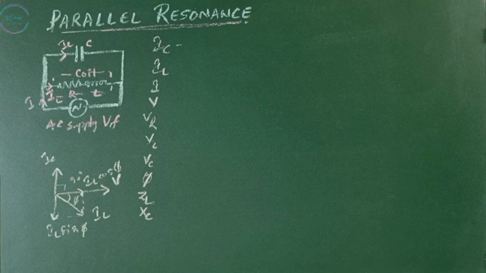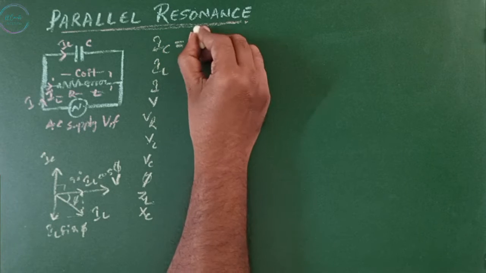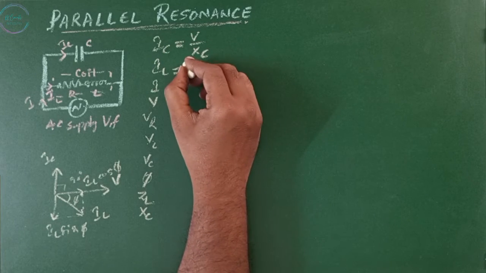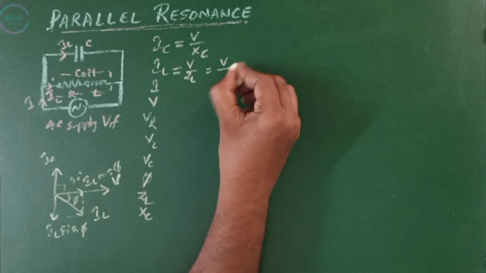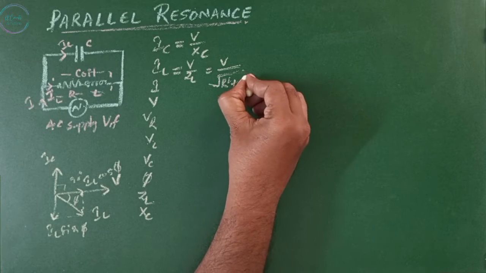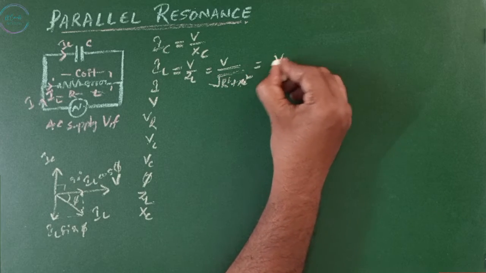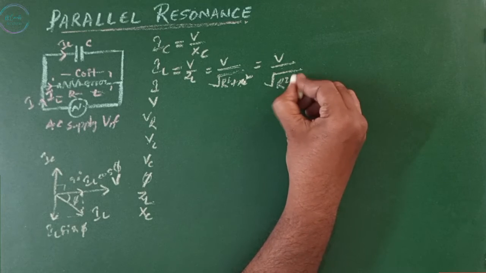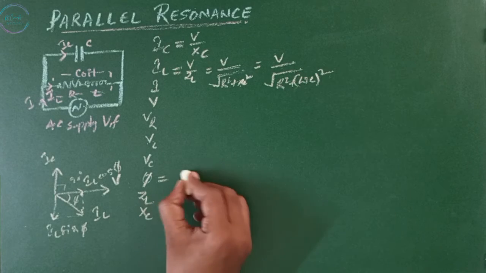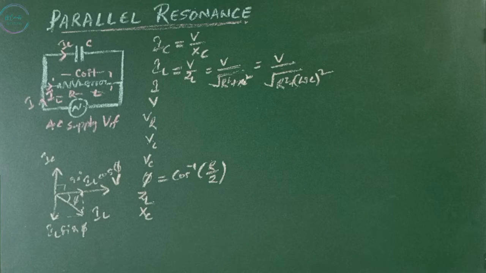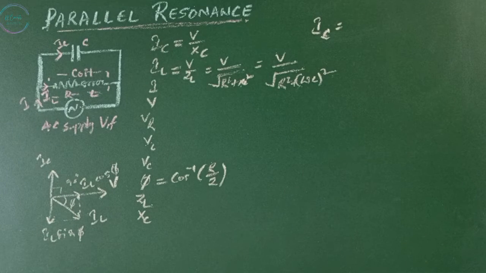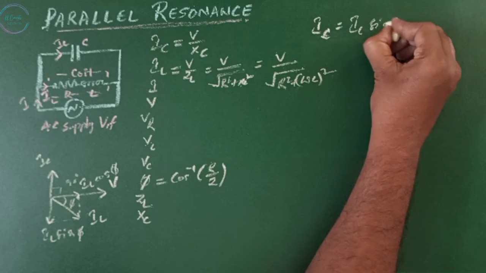Now IC is given by voltage divided by XC, IL is given by voltage divided by ZL, which is nothing but V by square root of R square plus XL square, which we can write V by square root of R square plus omega L square. Phi is given by cos inverse of R by Z. Now, at resonance, the capacitive current must be equal to the inductive part of the coil current. At resonance, IC equals to IL sin phi.